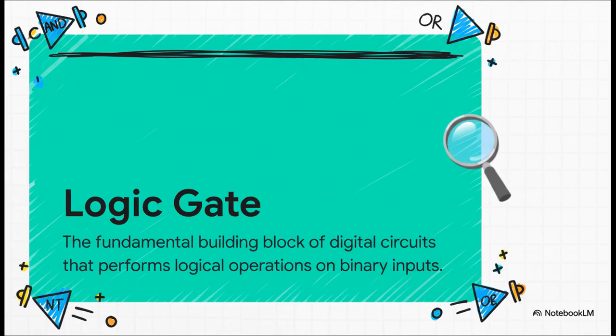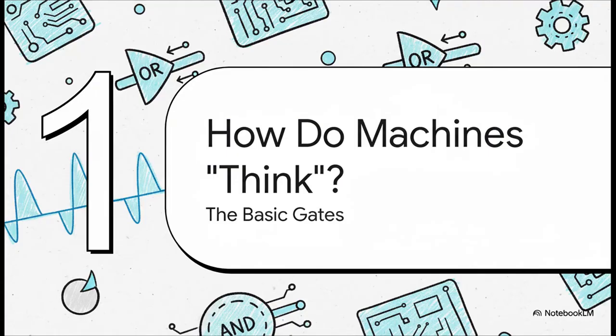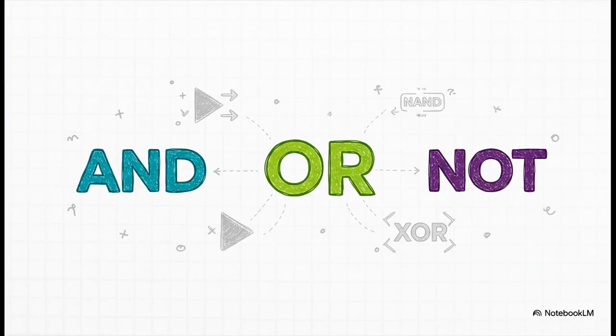A 1 means true or on. We call that a high signal. And a 0 means false or off. That's a low signal. So how do these super simple gates come together to create what feels like complex thoughts? Well, it all starts with the absolute basics. We're going to look at the 3 gates that form the foundation for literally everything else. So meet the core trio: AND, OR, and NOT. You can think of these as the primary colors of digital logic. Seriously, from just these 3, you can build every other logical operation you can possibly imagine.